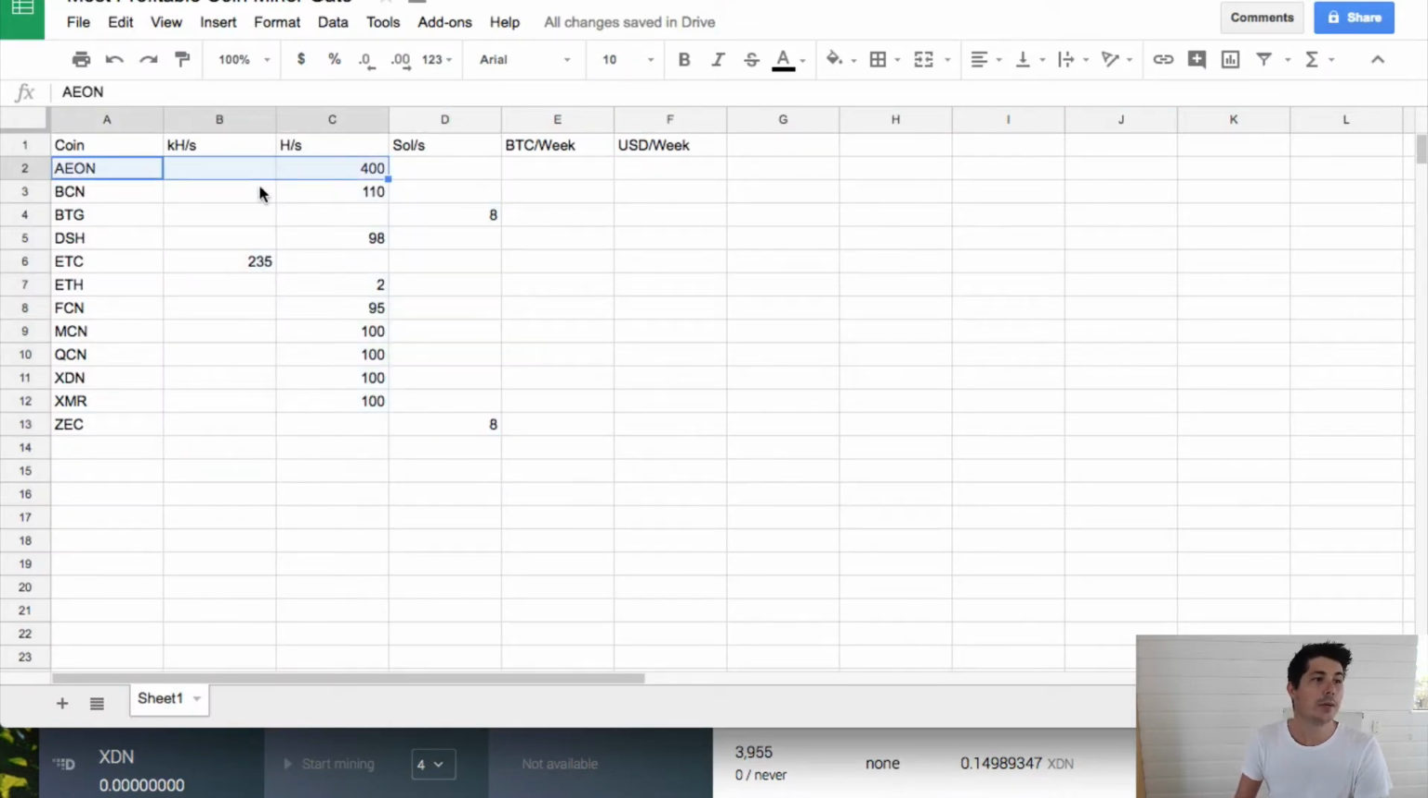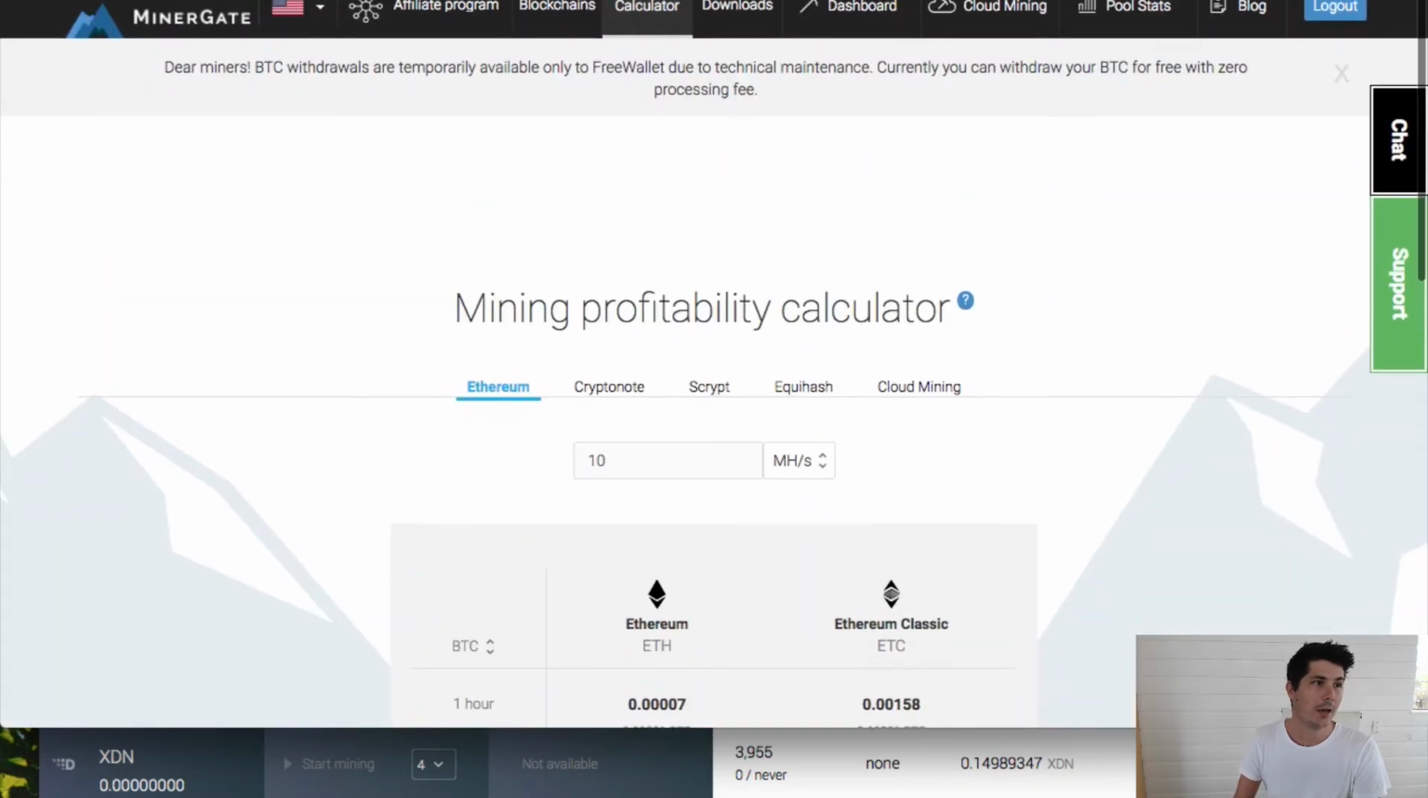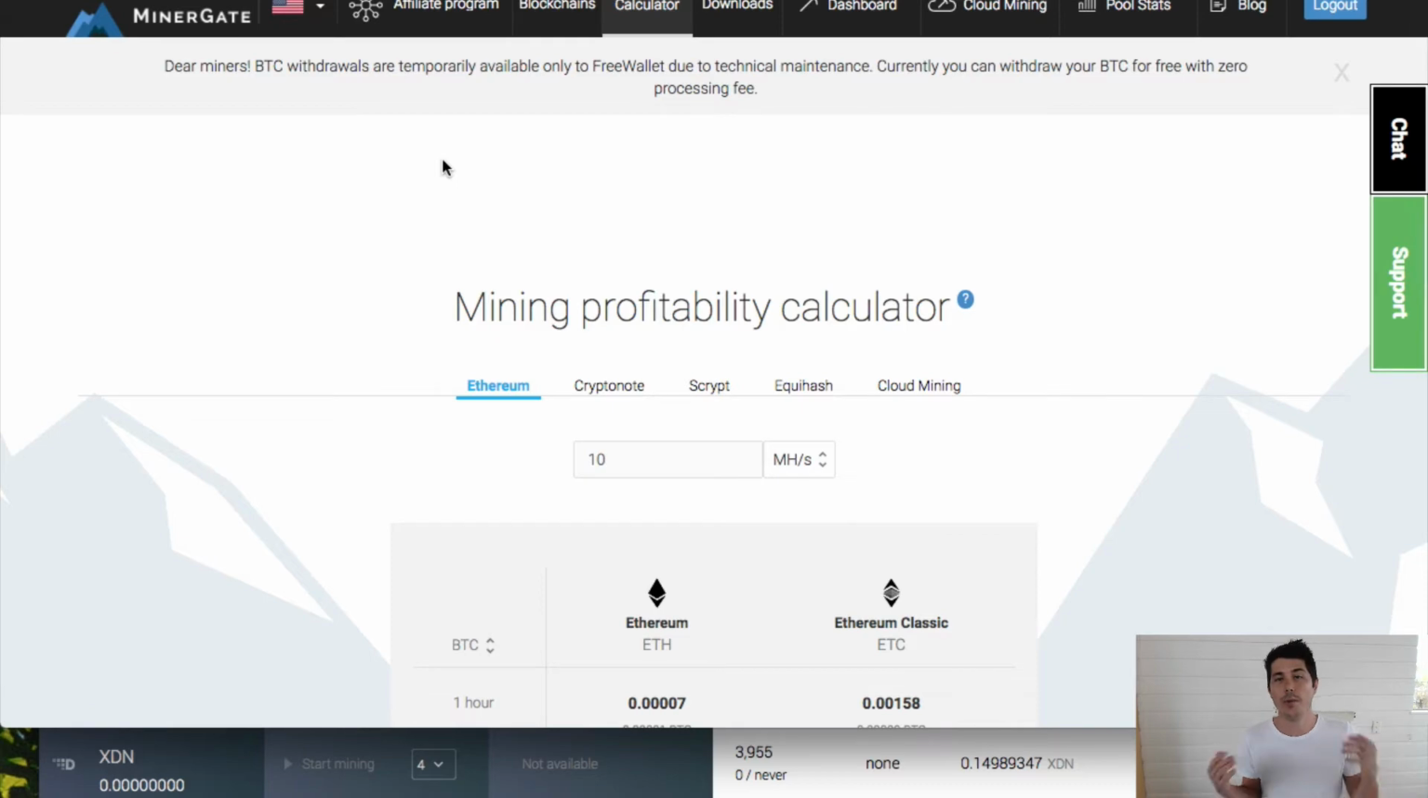So what I'm gonna do is I'm gonna take this and I'm gonna put it into the mining calculator that Minergate have. So I'm not taking into account electricity, because at this point you're using your Mac, the same electricity for each particular coin, or very close to. And so I'm not worried about that. I'm just worried about how much can I mine each day or each week.